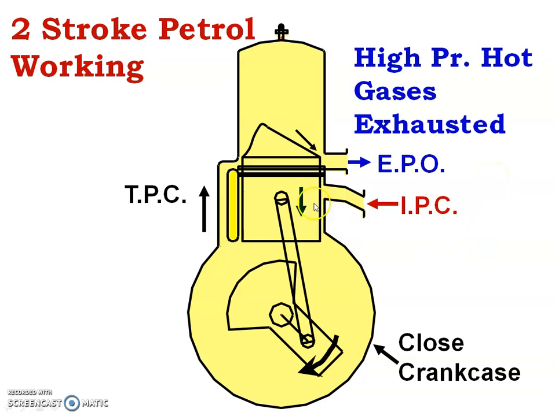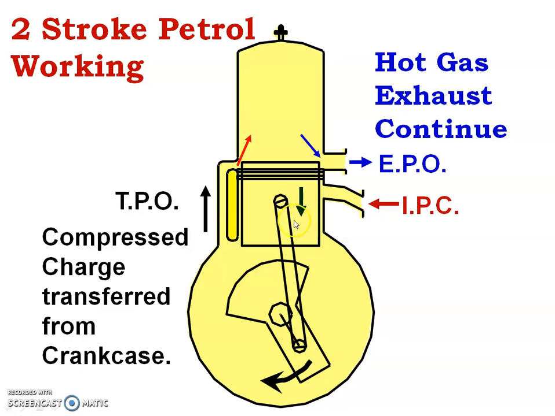Now as the piston moves down, you can see the exhaust port opens. As the exhaust port opens, high pressure hot gases are exhausted. That is, the exhaust gas available at the top of the piston is exhausted out through the exhaust port. Now as the piston moves down again, the transfer port opens. As the transfer port opens, the fresh air and petrol mixture available at the bottom of the piston is now transferred to the top of the piston.